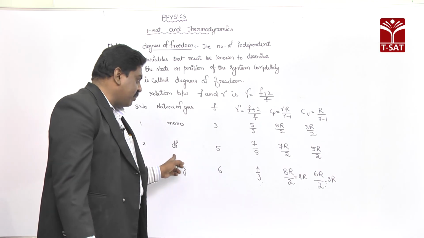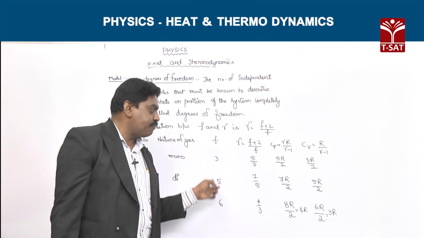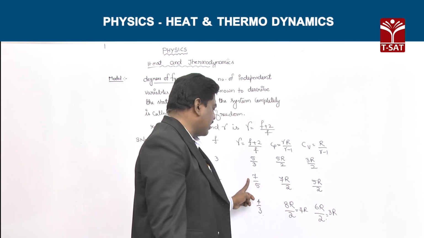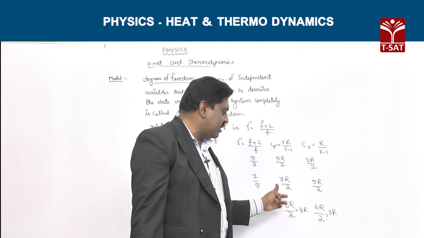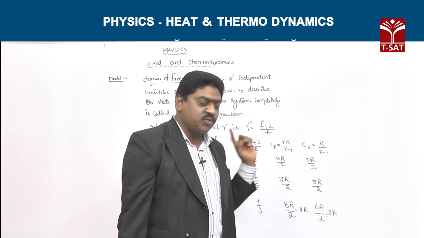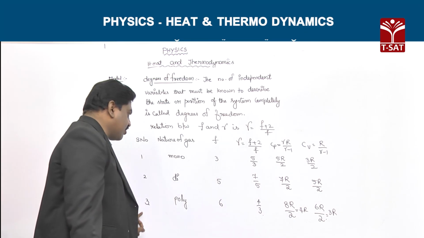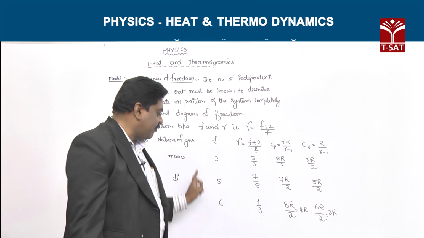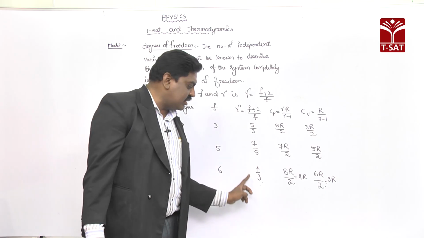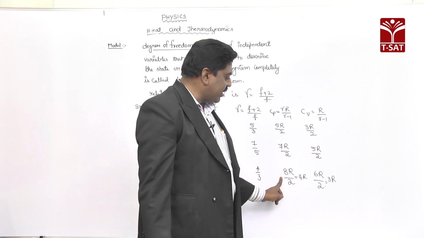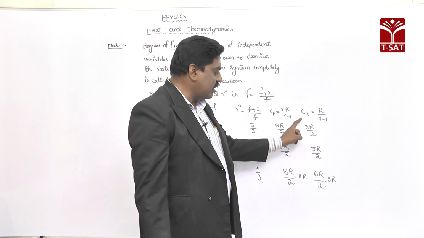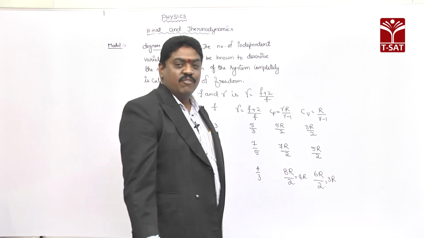In the case of diatomic gas, degrees of freedom is 5, gamma is 7/5, Cp is 7R/2, Cv is 5R/2. In the case of polyatomic gas, degrees of freedom is 6, gamma is 4/3, Cp is 8R/2 which is 4R, Cv is 6R/2 which is 3R.